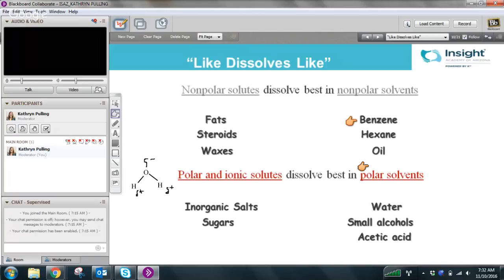Okay, so the key thing here is just to remember that water is polar and it's going to dissolve salts and sugars really well because those are also polar or charged. And non-polar things like oil are going to dissolve non-polar things like fats and waxes really well, right? You don't necessarily need to remember all of these individual examples. Just remember an example of a polar solvent and a polar solute, and an example of a non-polar solvent and a non-polar solute.